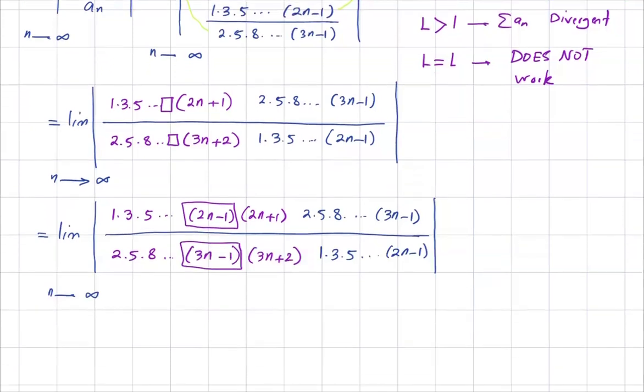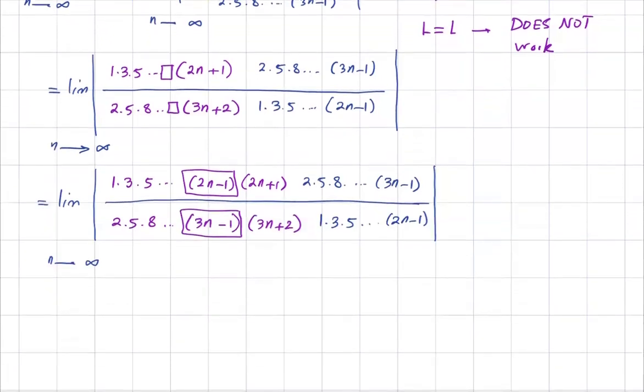Okay, can we simplify this further? Take a look. I have 2 times 5 times 8 times 3n minus 1, and 2 times 5 times 8 times 3n minus 1 on the numerator and the denominator. I can cancel these two out. Also, I have 1 times 3 times 5 times 2n minus 1 on the numerator and the denominator. So you basically can simplify this into a nice rational expression.